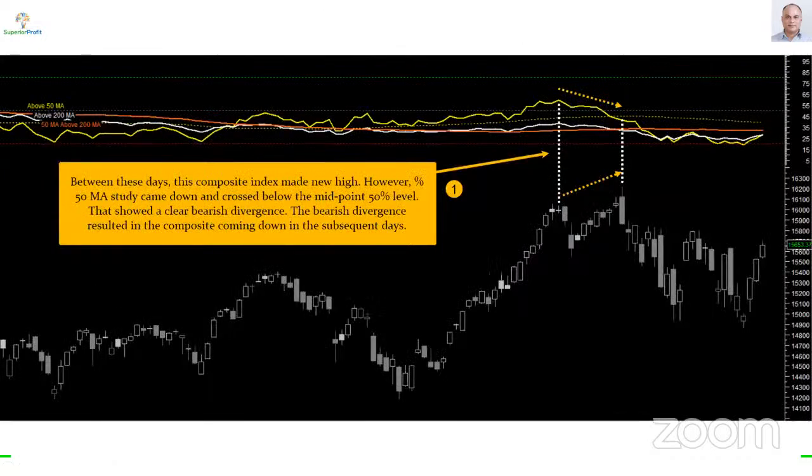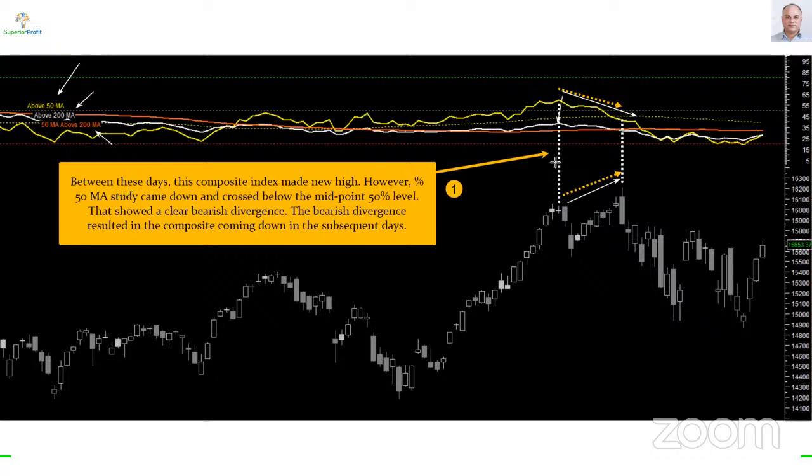This is an example of the percentage MA studies, 3 of them. The convention is yellow is above 50-day MA, white is above 200-day MA, all are percentages, and 50 above 200 MA is orange color. See this area, the yellow line tilted down, but the index went up. This is one of the USA composite indices.